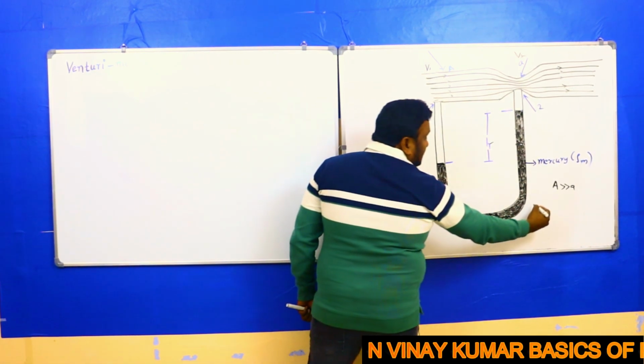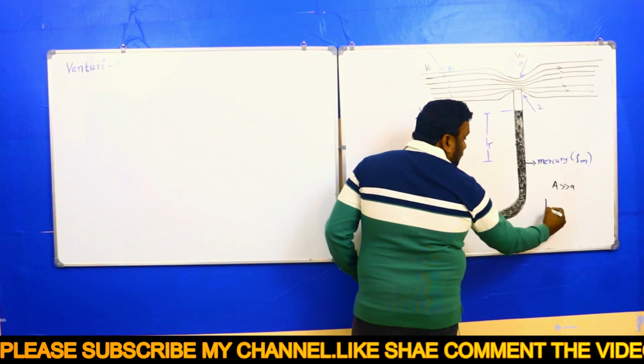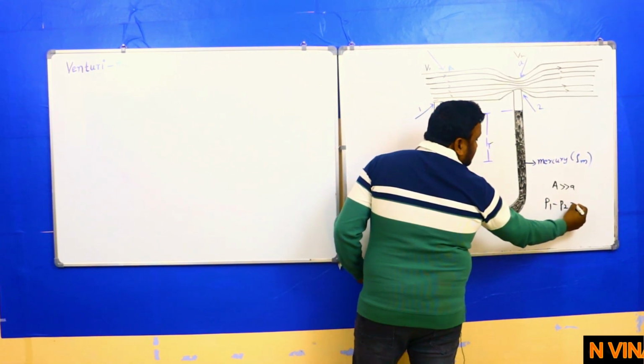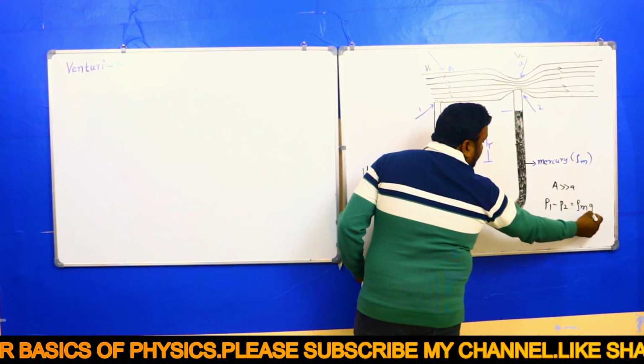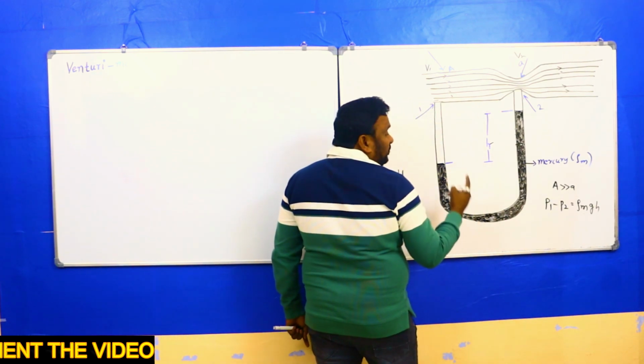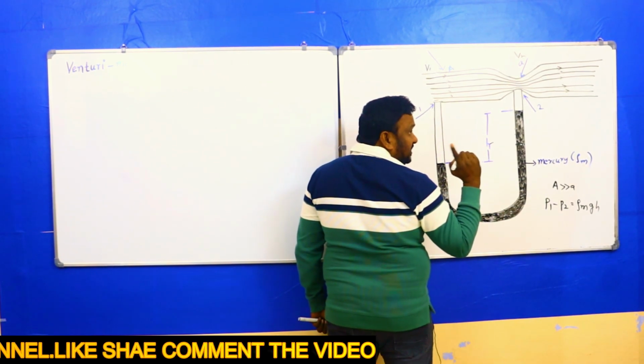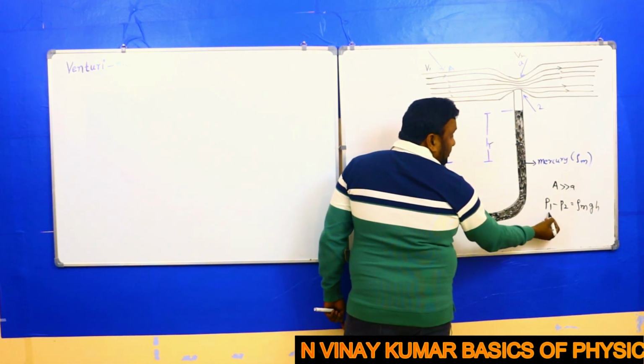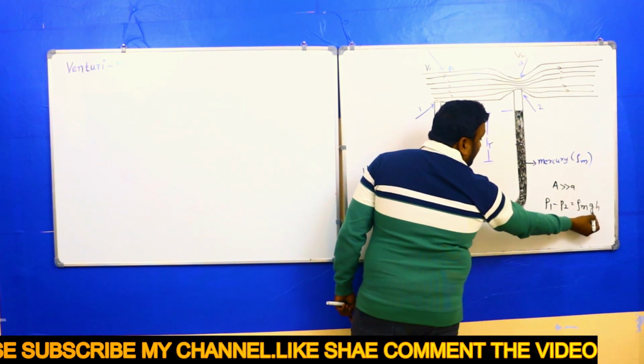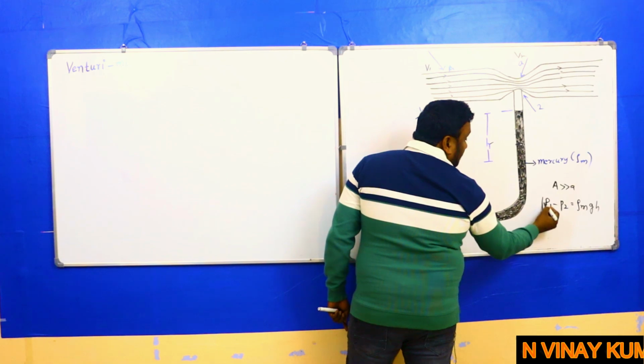That pressure difference is P1 minus P2 equals rho m into g h. We already discussed this in the case of the manometer. I have already uploaded the manometer videos, see them once. P1 minus P2 equals rho m g h. This is the pressure difference.